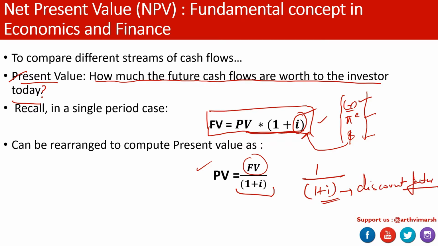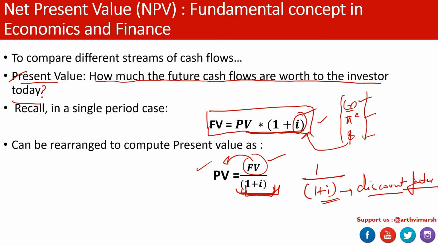Always remember, because this expression is being divided by this, it's being discounted here, so that's why it's called the discount factor. Compounding means that over the time ahead you are going further, predicting for the future. Discounting means that from the future you are predicting the present value. You are using the future value here, trying to get the present value by discounting it with this factor. So that's why it's called the discounting factor.